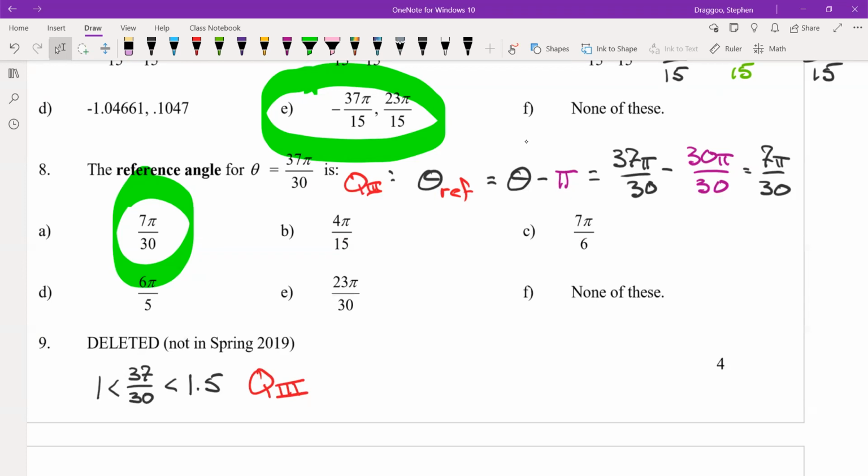30 pi over 30 just is pi. But it's pi with a common denominator.